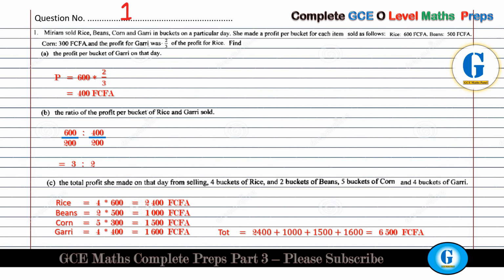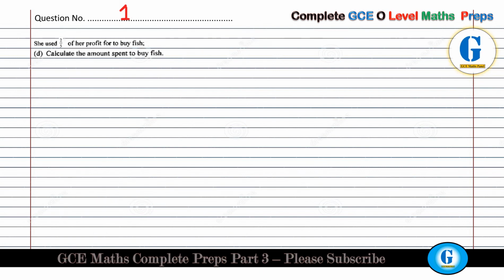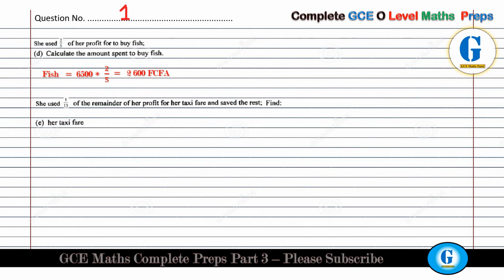Now she used 2/5 of her profit to buy fish. Calculate the amount spent to buy fish. So we just have 2/5 of the 6,500, and that will give us 2,600 francs as the amount spent on fish. That's the amount on fish.